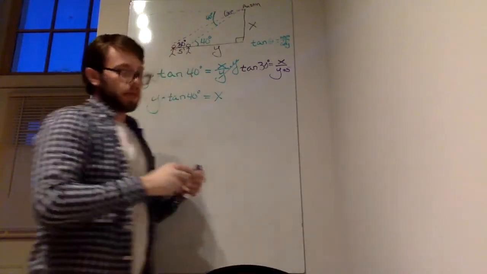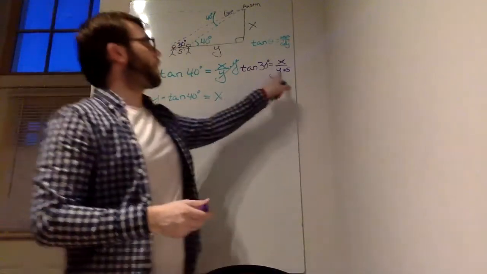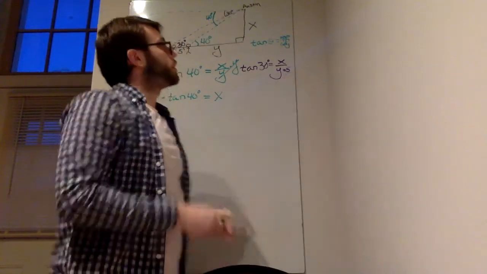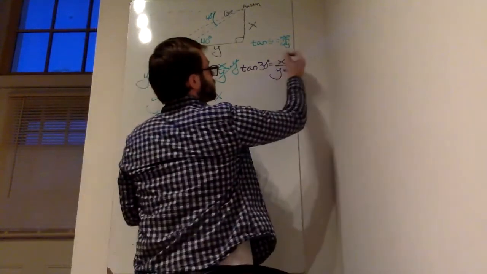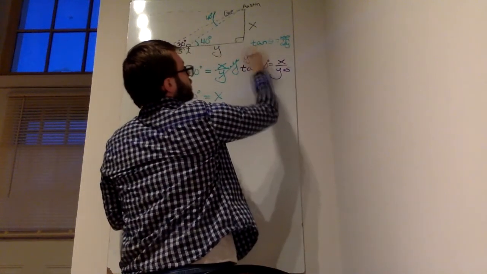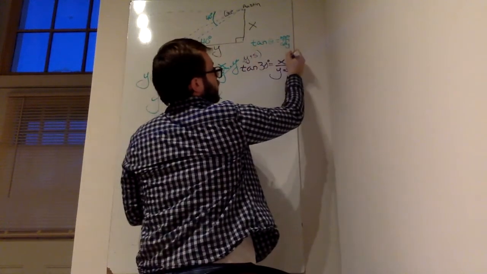Now let's look over here. As opposed to multiplying by y this time, we have to multiply by the denominator of y plus 5. So we'll multiply both sides times y plus 5.